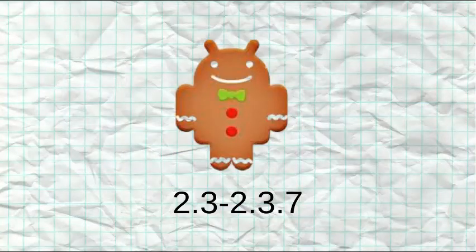Android Gingerbread was soon later. This covered Android versions from 2.3 to 2.3.7. 2.3 was released on the 6th of December 2010. 2.3.3 was released on the 15th of February 2011.